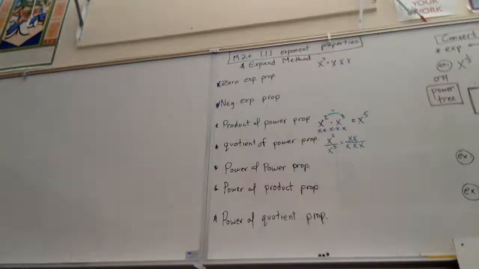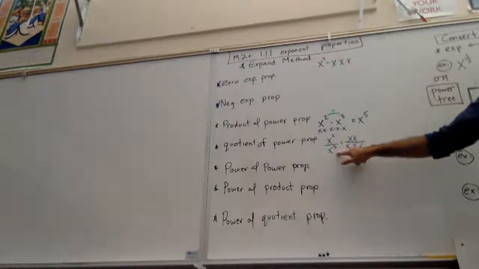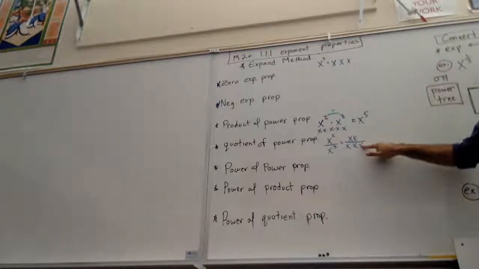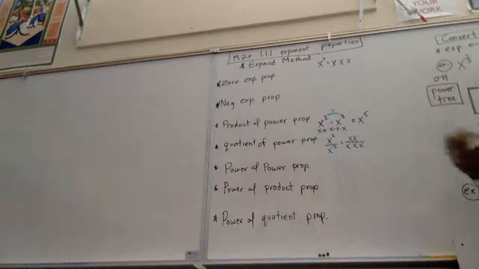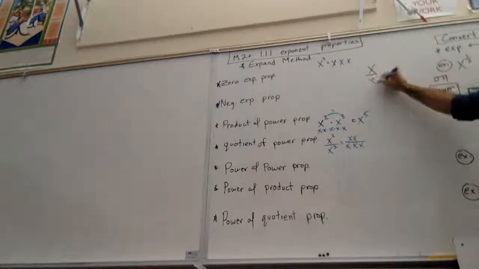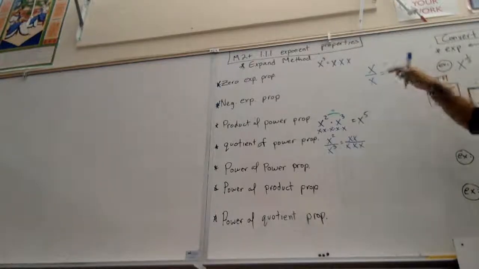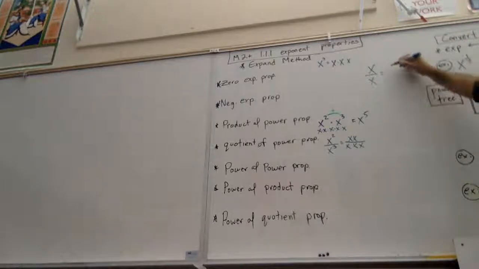Okay. So Luciano, help me out. X squared, we said, is x times x. X to the 3rd, x times x times x. What can we do? What is x divided by x? What is that equal? Anything divided by itself is 1, right?